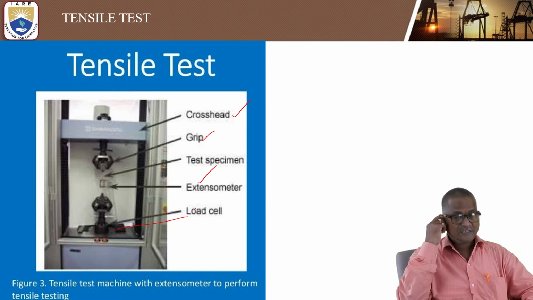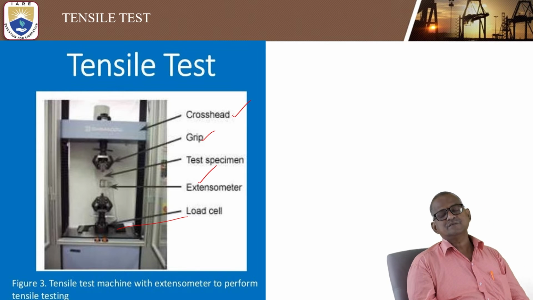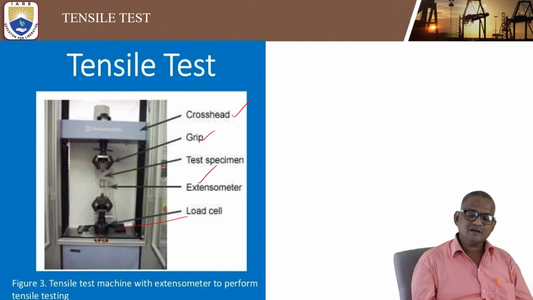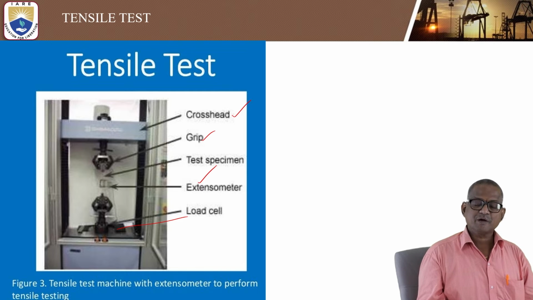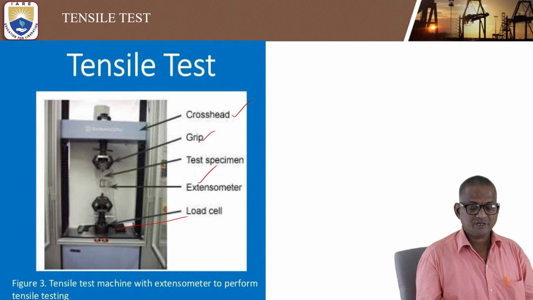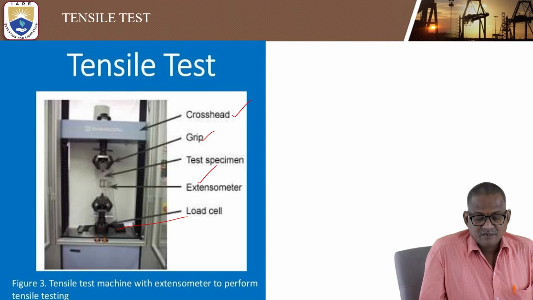The main function of the load cell is to test the component, the materials, either ferrous or non-ferrous metals. You can determine the strength and mechanical properties of that component. So this is the tensile test machine with an extensometer to perform the tensile testing.